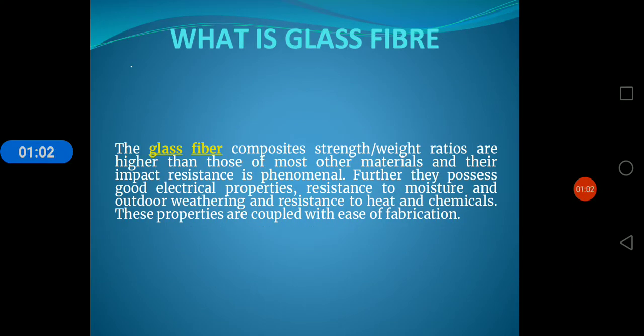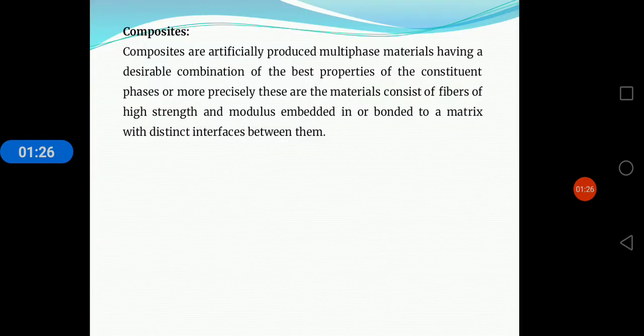The glass fiber composite strength to weight ratios are higher than those of most other materials, and their impact resistance is phenomenal. Further, they possess good electrical properties, resistance to moisture and outdoor weathering, and resistance to heat and chemicals. These properties are coupled with ease of fabrication.